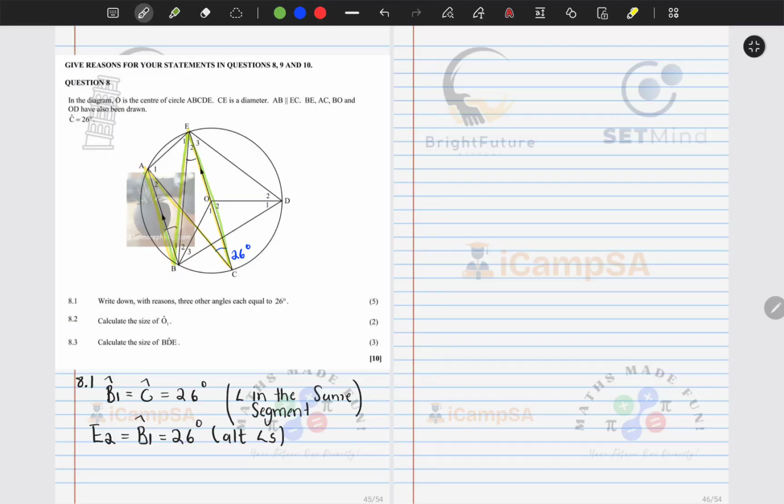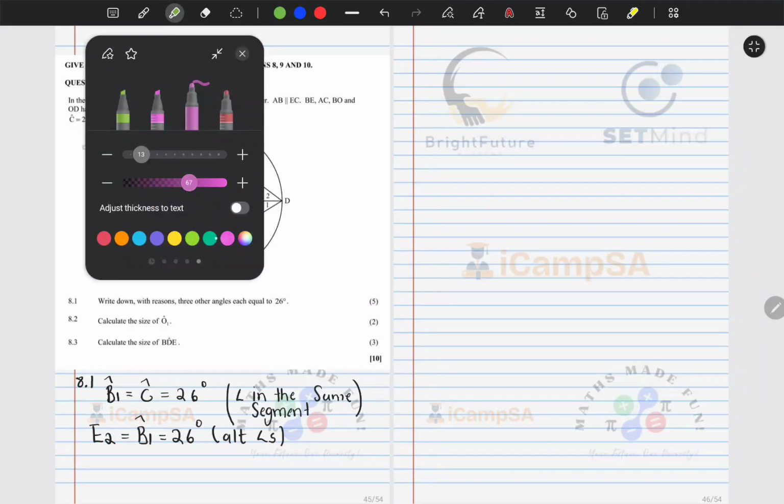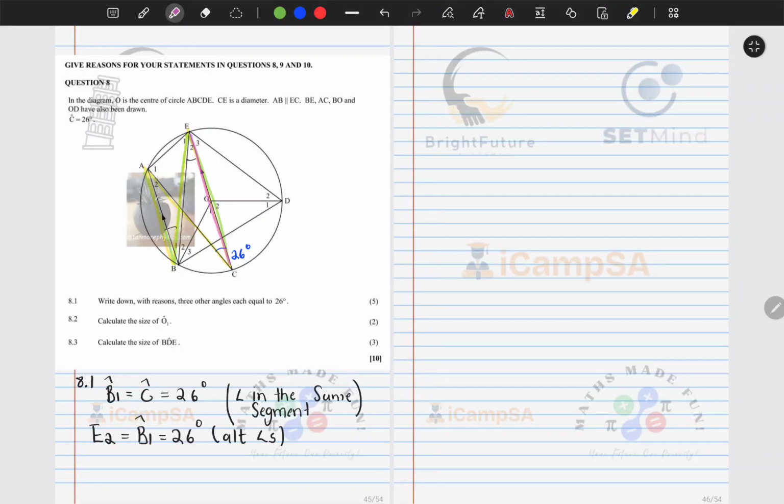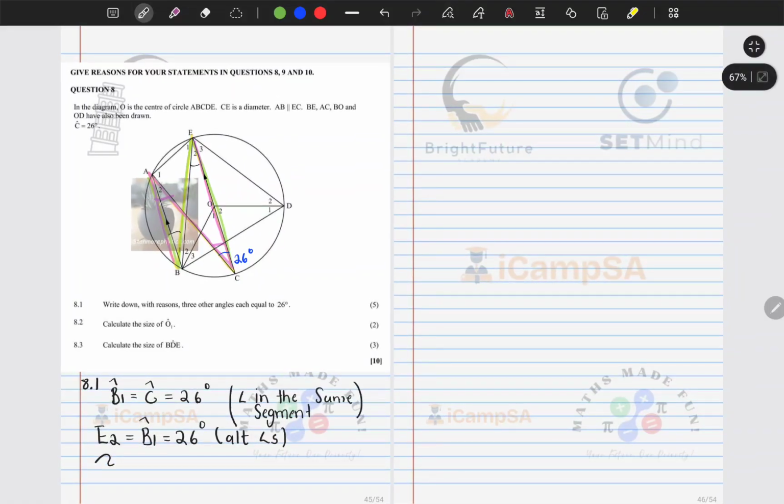But if you observe carefully, these lines are still parallel. So let's go with pink, this, that. So we have another alternating angle. You will be able to see that your angle A2 is equal to angle C, which is equal to 26 degrees. Why are these equal? It is because of alternating angles. Okay. So they said 3 other angles that are equal to that. So we're missing one more angle.